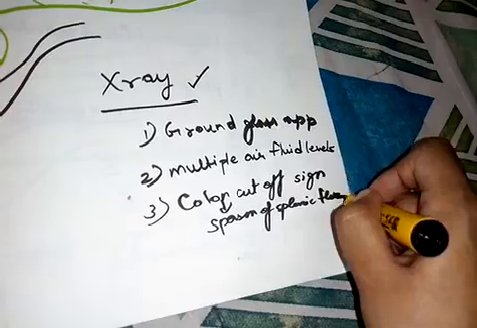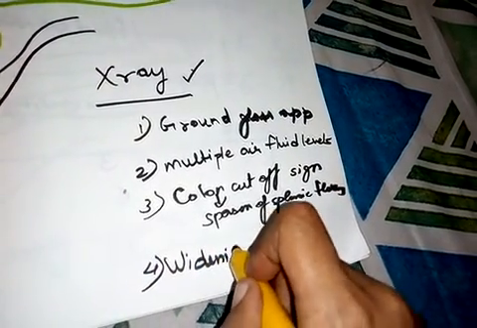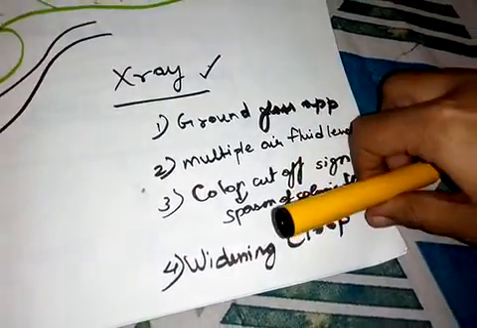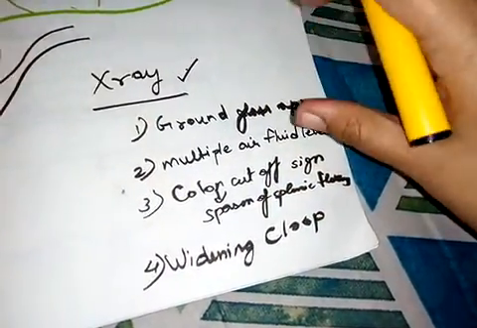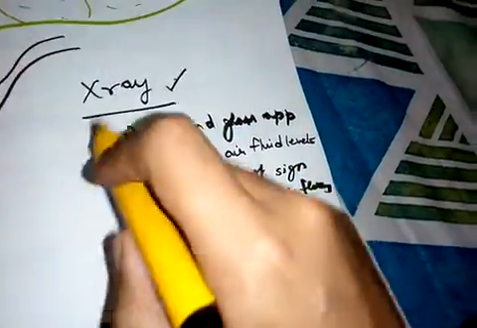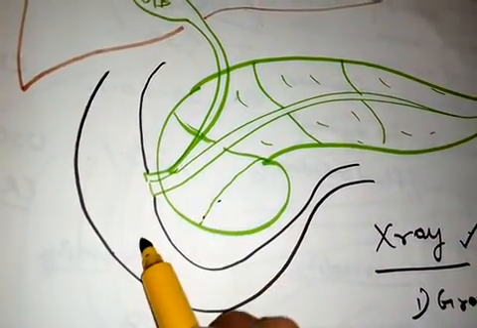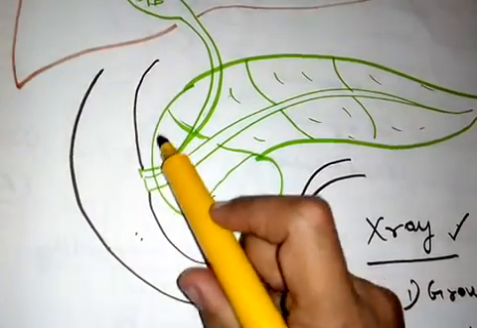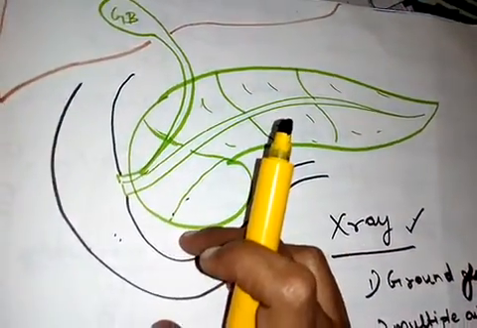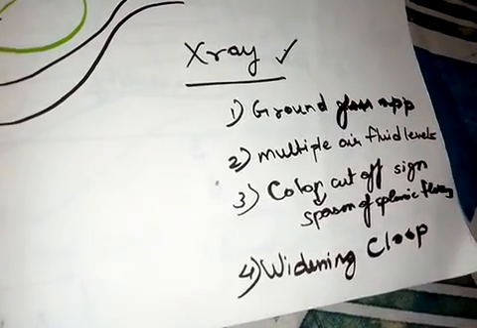And we will get widening of the C loop of the duodenum. Why does this widening occur? It occurs because there is inflammation and enlargement of the pancreatic head. The pancreatic head is just adjacent to the C loop of the duodenum. So when there is inflammation in the pancreatic head, there will be enlargement of the C loop of the duodenum, and that's why we see widening of the C loop of the duodenum on X-ray.